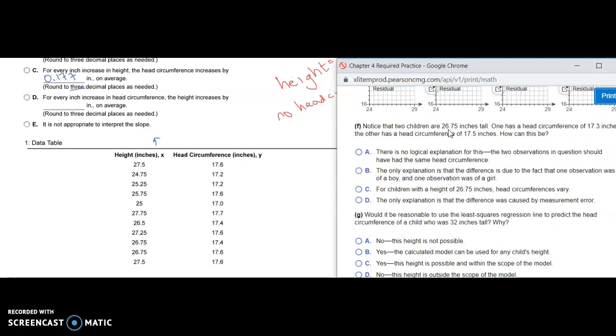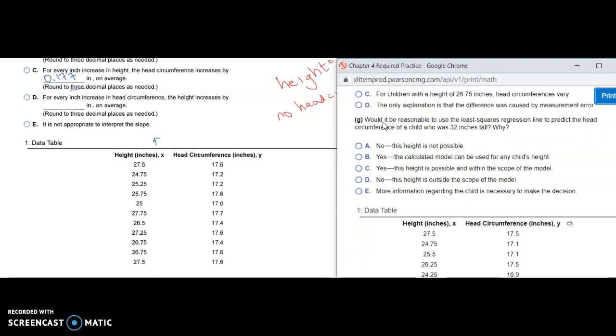Alright, it says notice that two children are this tall. One has this head circumference, one has another. How can this be? So I think C would be your best choice. For children with this height, their head circumferences vary. We know that everyone who's the same height does not necessarily have the same head circumference. So that's a reasonable thing to have. Same height, different head circumference.